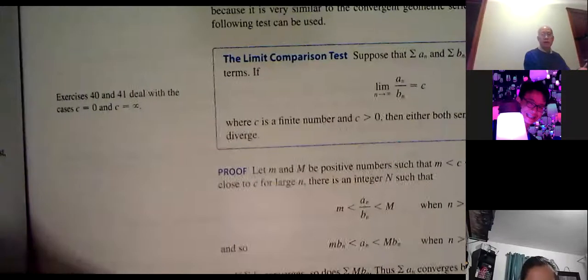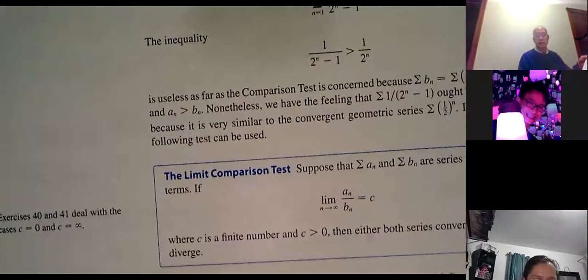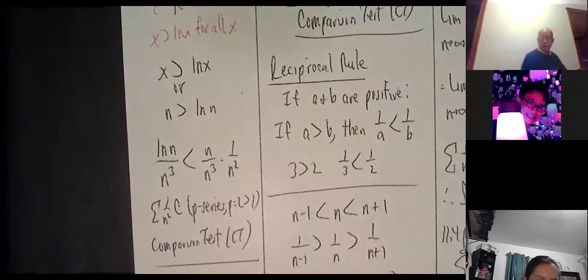As you might guess, I would like to abbreviate. So comparison test, page 727. Next time, I'll call it CT. And limit comparison test, I'm going to call it LCT. But I'll save that for next time.